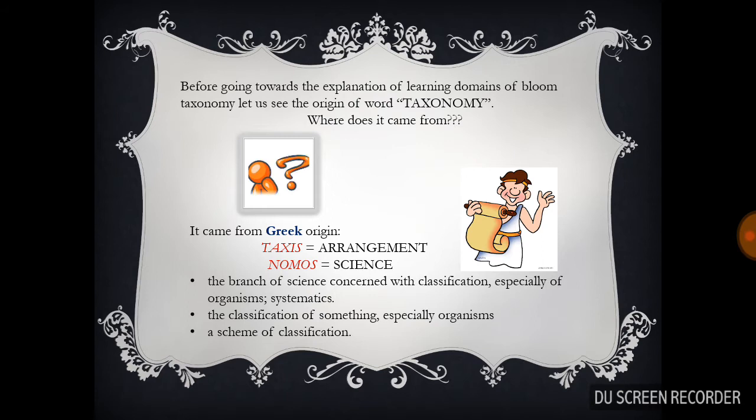Before going towards the explanation of Bloom's taxonomy, let me tell you where the word taxonomy came from and what its origin is. Taxonomy is basically of Greek origin, and taxis means arrangement and nomos means science. The branch of science that is concerned with the classification of organisms, systematics. Taxonomy is basically the scheme of classification.